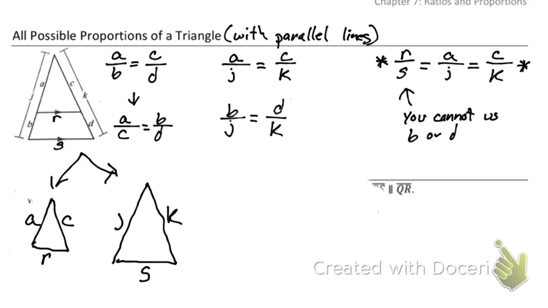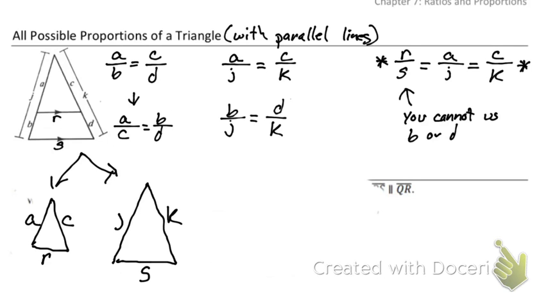So many people try to use R and S with D and B, and you can't use that. As soon as you see R and S, you are immediately dealing with similar triangles, and you have to do the top triangle versus the big triangle. All right, does that all make sense?